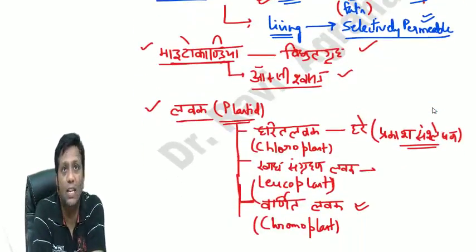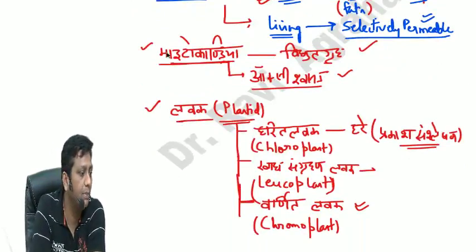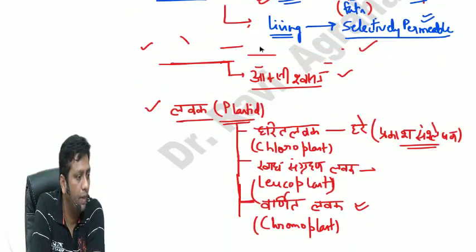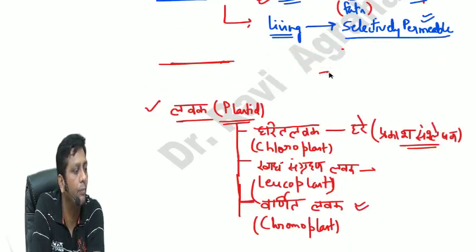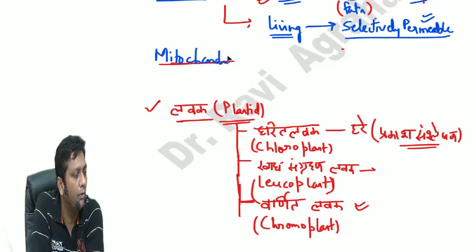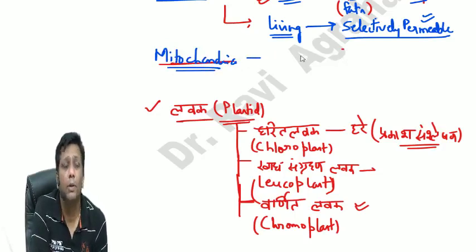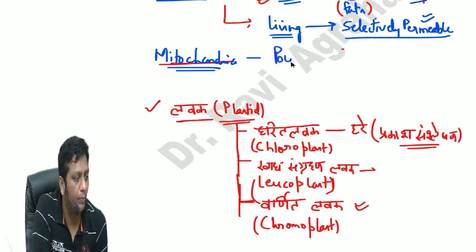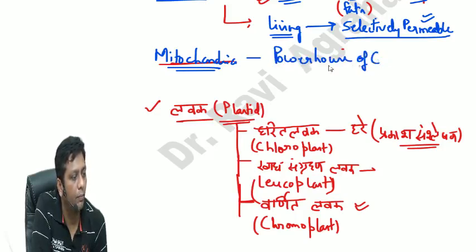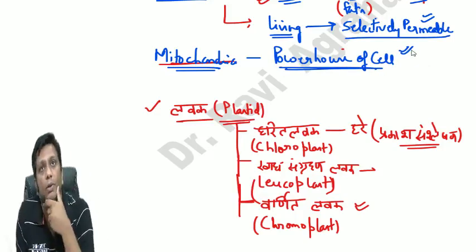Now we go with the next cell organelle, which you have seen there. That is mitochondria. I'm very sure most people know about mitochondria; even in school time you read about it. You know how it is represented as the powerhouse of the cell. So mitochondria is the powerhouse of the cell.